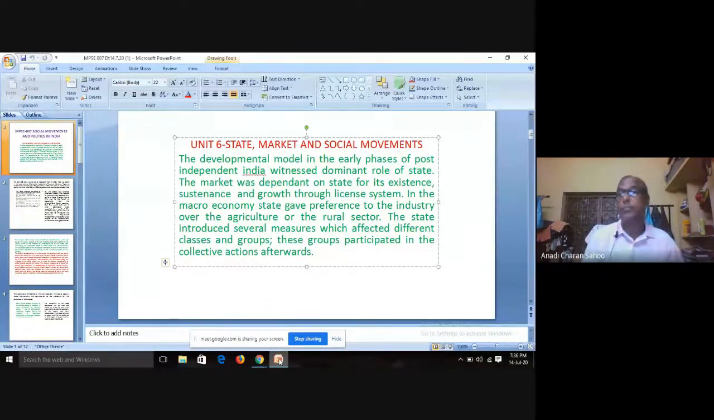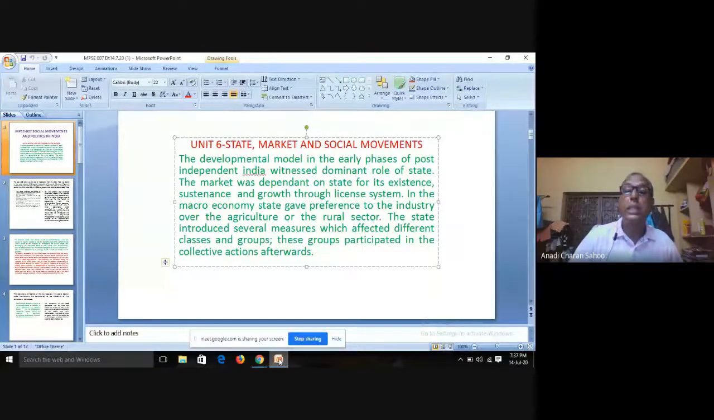Afterwards, then these groups discourse on the Indian state in the post-independent period. The trajectory of the state in India during post-independent period can be divided into two phases.